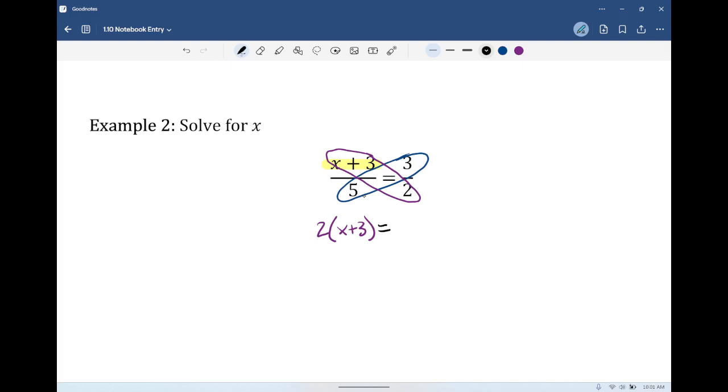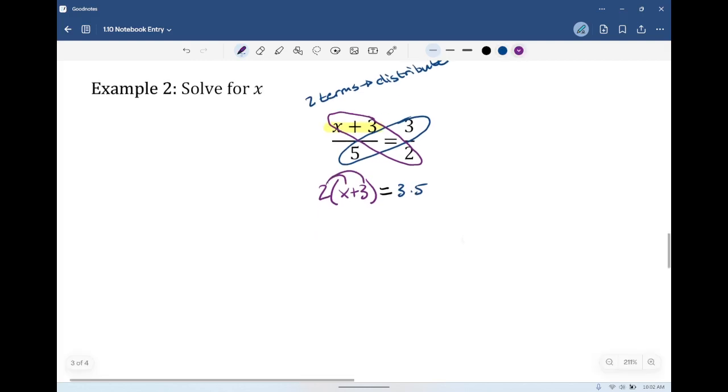And so anytime we see two terms, I want us to know that we should be thinking distribute. That should be in our heads at all times for cross multiplication. Okay, well then on the right, I just have the one term, and so this is just going to be 3 times 5. Okay, well let's go through this. Distribute the 2. 2x plus 6 is equal to, everybody, 3 times 5 is.